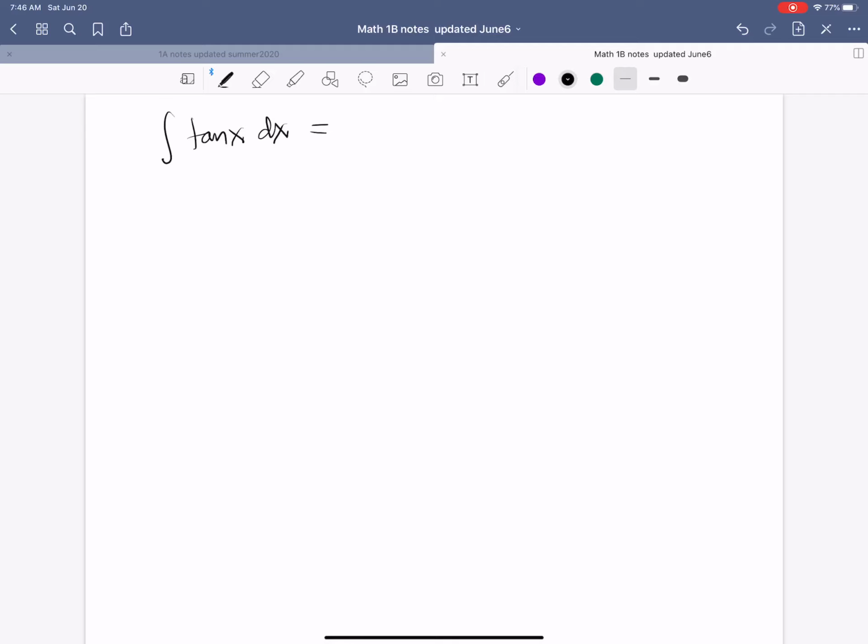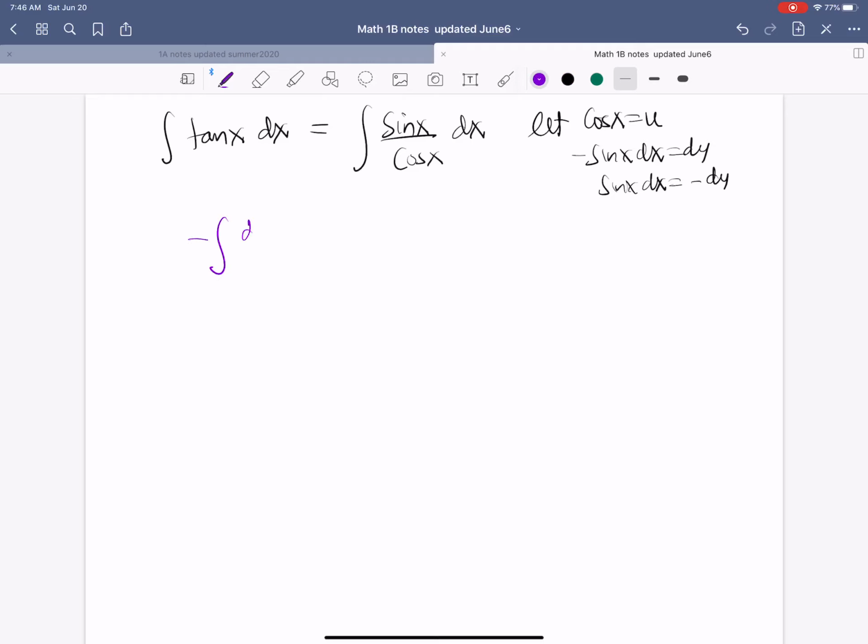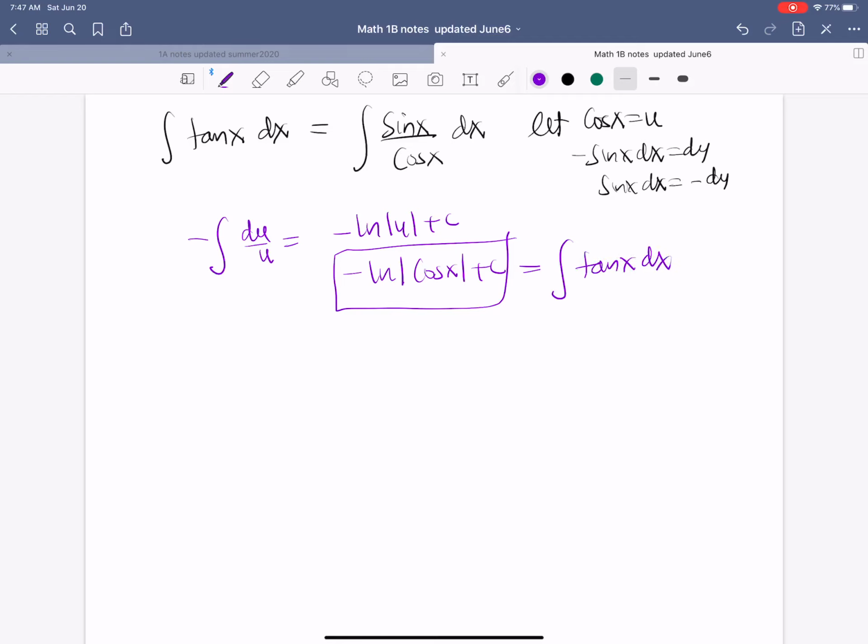There's no function whose derivative is tangent x, so let's go ahead and change it into sine x divided by cos x dx. Now we can let cos x equal u, and that would be negative sine x dx equal to du, or sine x dx is negative du. That leaves us with negative du over u, which is negative natural log of u plus c. Negative natural log of cosine x plus c. So that's the integral of tangent x. Okay, memorize this formula.